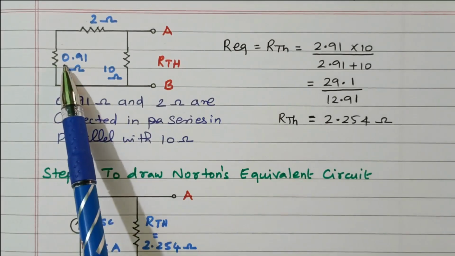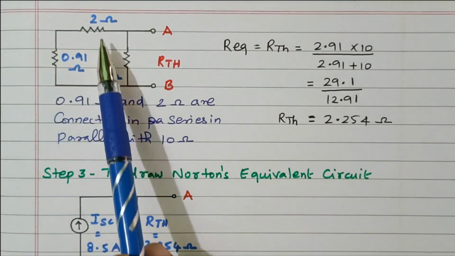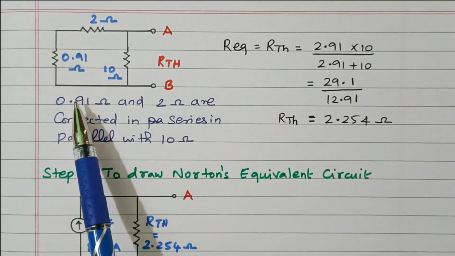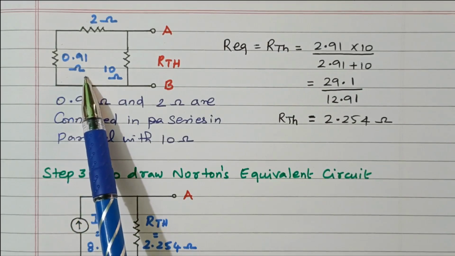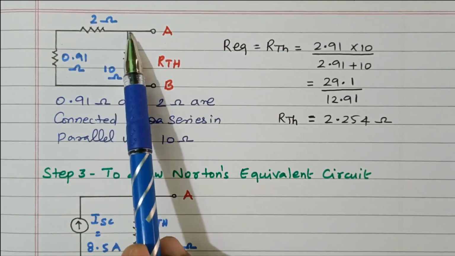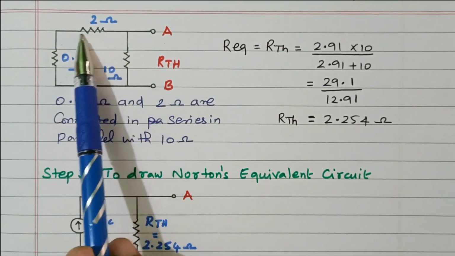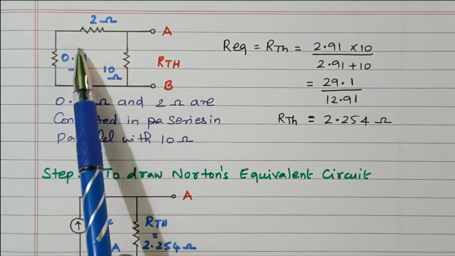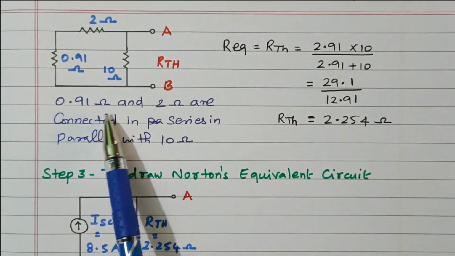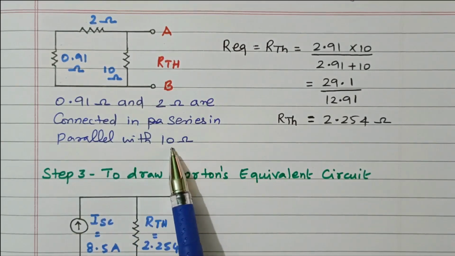So the 0.91 is now redrawn. Now the circuit becomes like this: 10 ohm, 2 ohm, and the equivalent parallel resistance 0.91. From here we can identify that these two are connected in series. At this point the current is divided, right? So through this 10 ohm, this 2 ohm and 0.91 ohm, the same current is flowing. That means these two are in series, and that is in parallel with the 10 ohm, right? The 0.91 ohm and 2 ohm are connected in series, in parallel with the 10 ohm resistor.